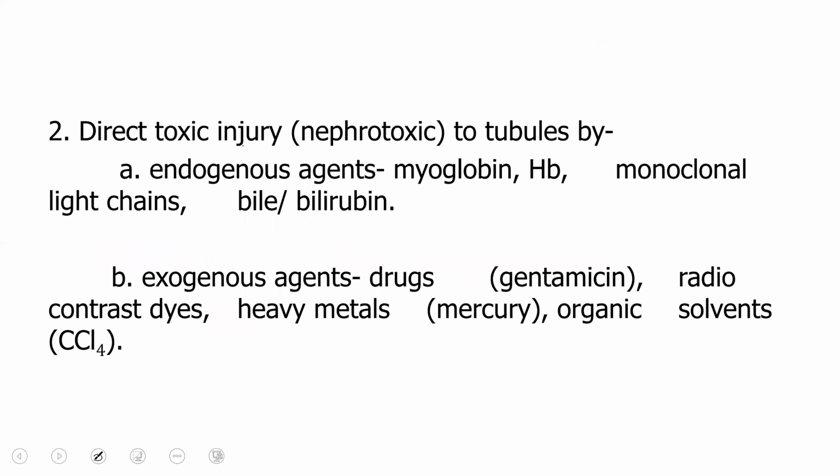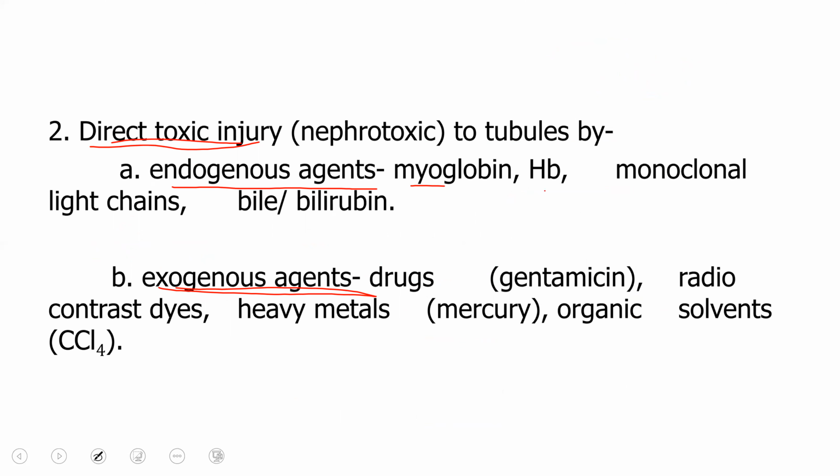Not just that, it can also be due to direct toxic injury, and I've already discussed the causes in the first part of this video. Direct toxic injury can be due to an endogenous agent, or it can be due to an exogenous agent. So what are the endogenous agents present within our blood that can damage the kidney?